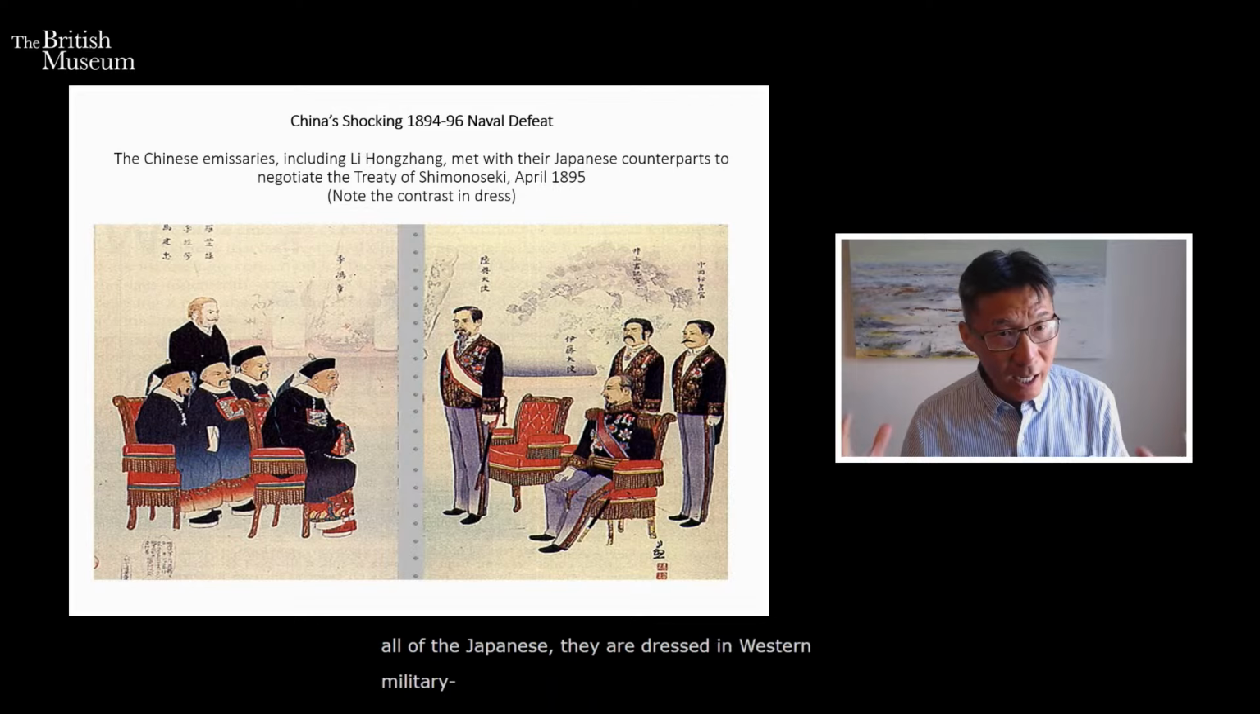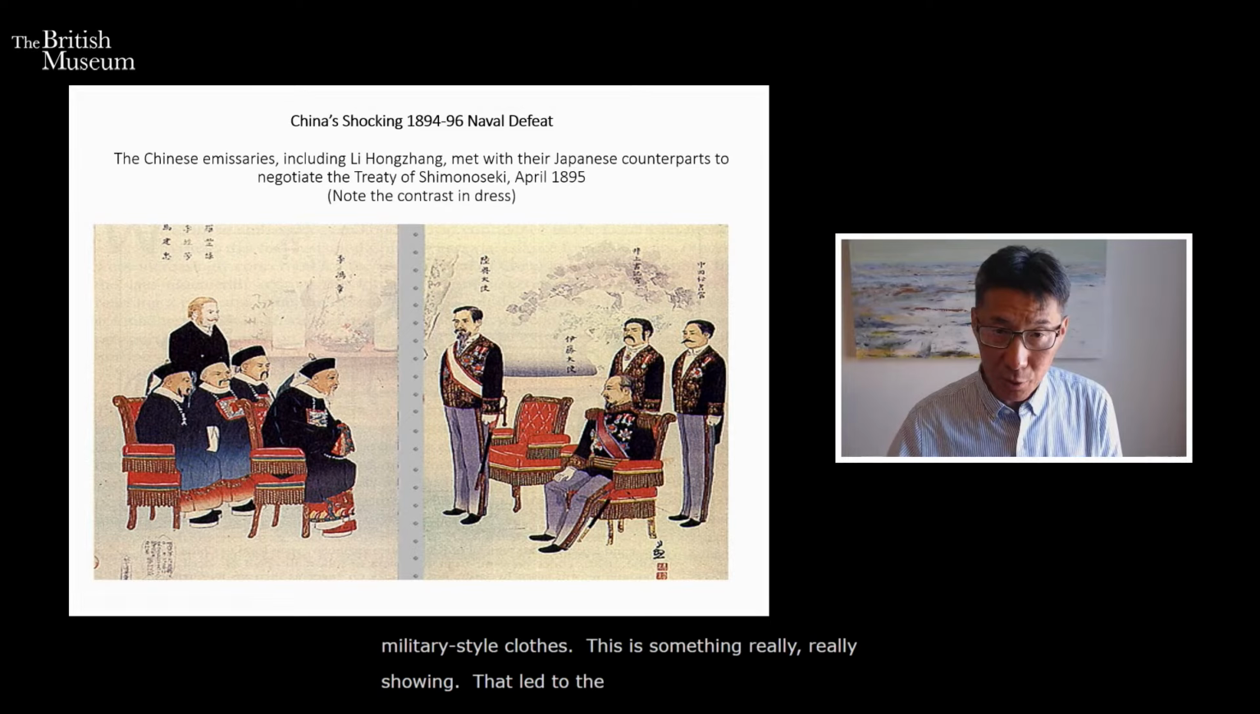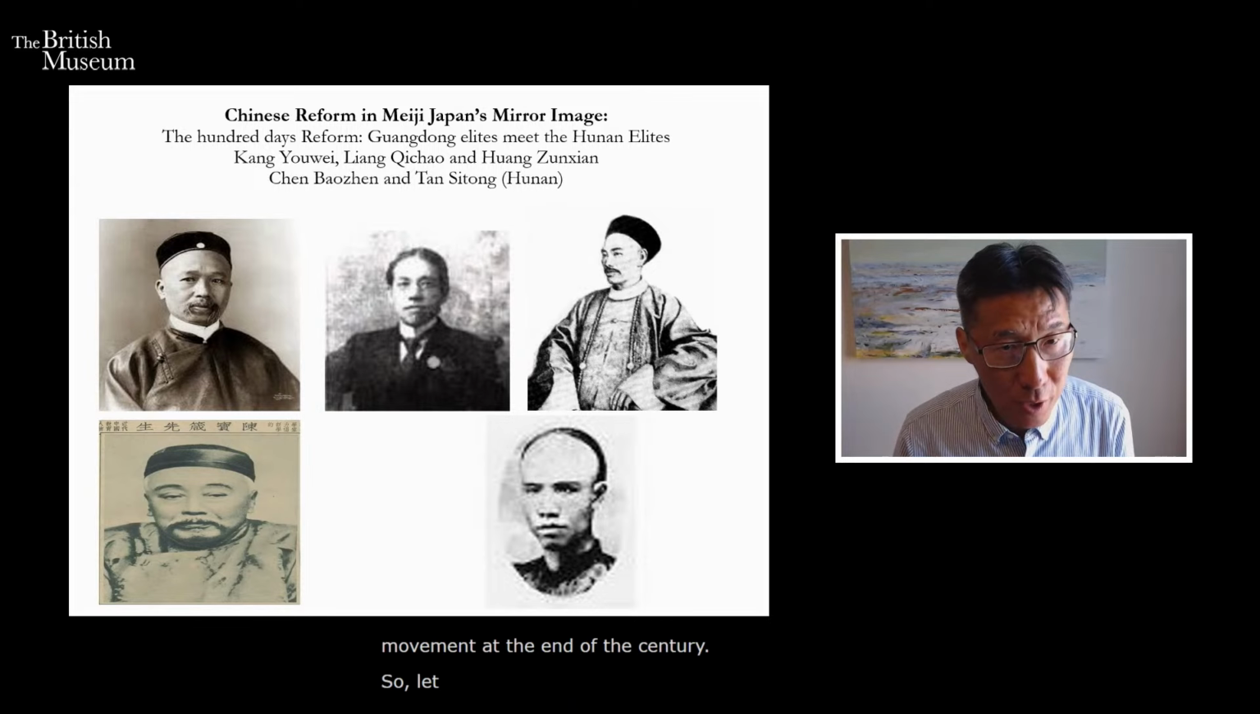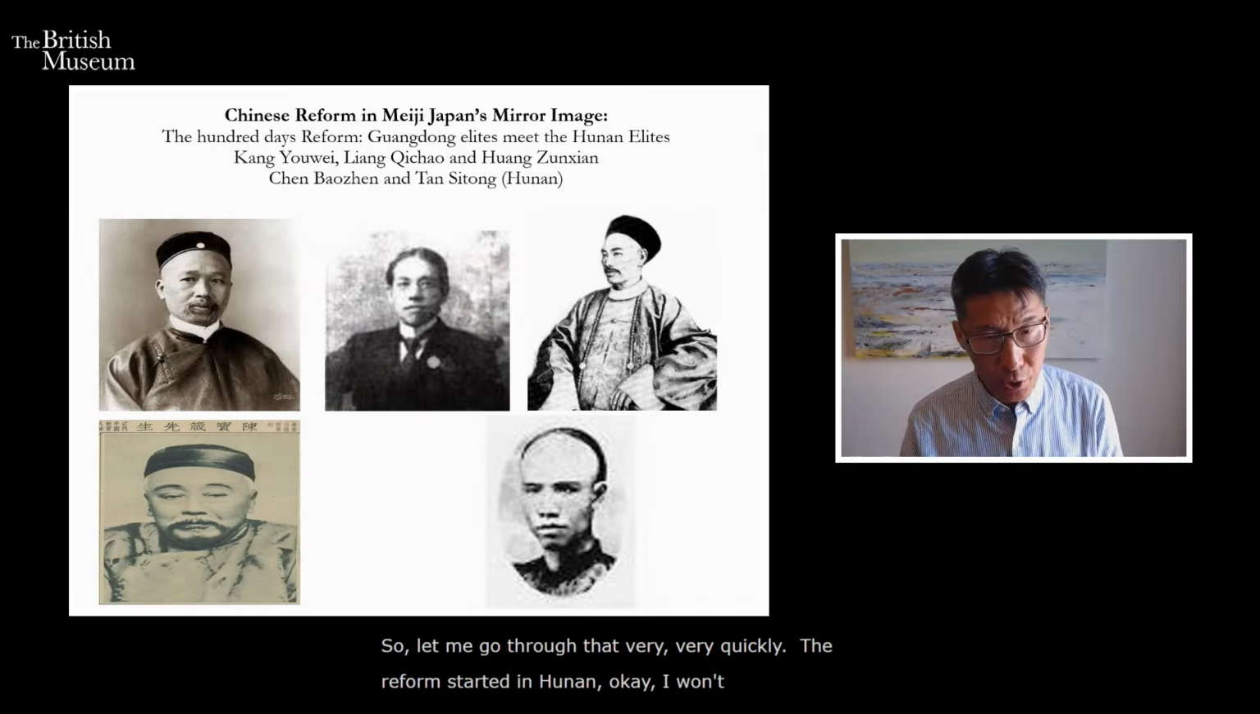And that led to the collapse of the relatively conservative movement, and led to the reform at the end of the century. Okay, so let me go through that very quickly. The reform started in Hunan. Okay, I won't go into much greater detail. The most famous character, who is also shown in the exhibition, is someone like Kang Youwei. Okay, Kang Youwei's calligraphy was displayed there.